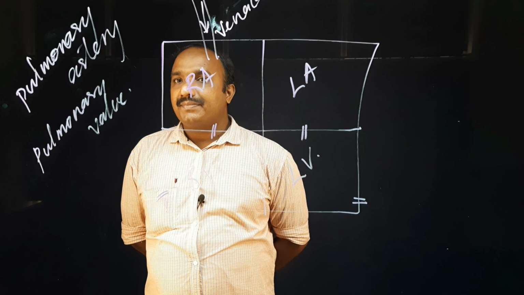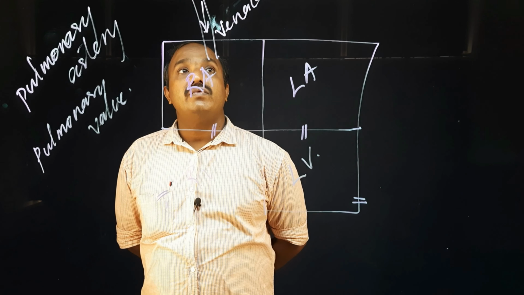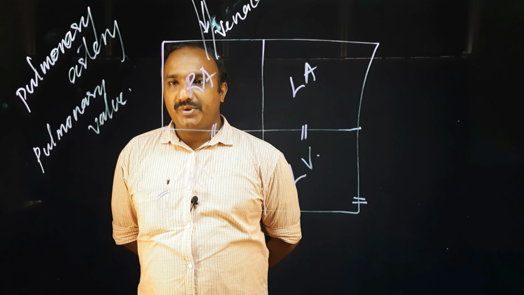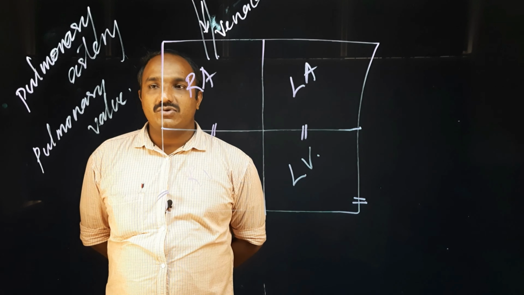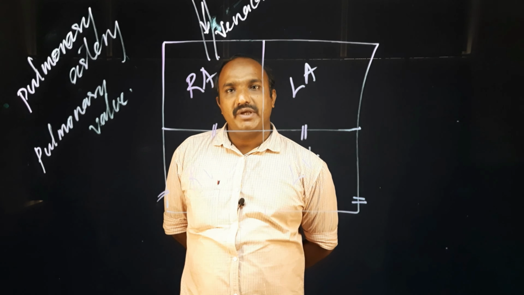Is it okay? The largest vein is which one? Vena cava. Two vena cava are there, superior and inferior. Here the aorta is also like that, the main aorta itself.